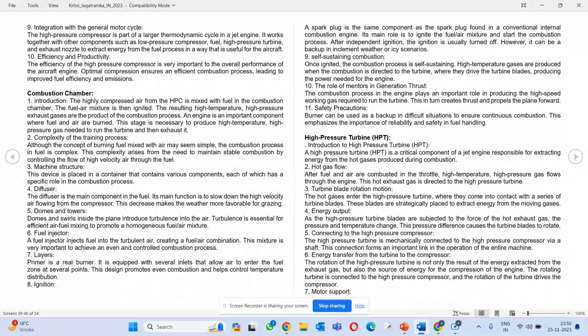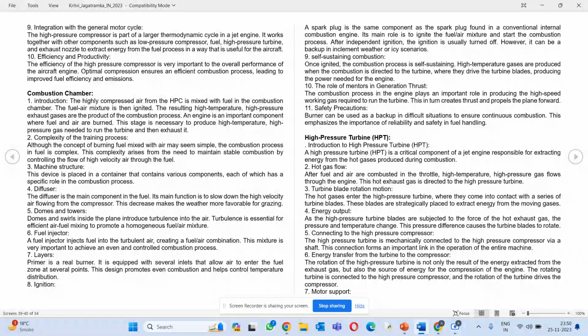The efficiency of the combustion process directly influences the overall performance of the engine. Advanced engine design focuses on optimizing combustion for enhanced efficiency, reduced fuel consumption, and lower emissions.